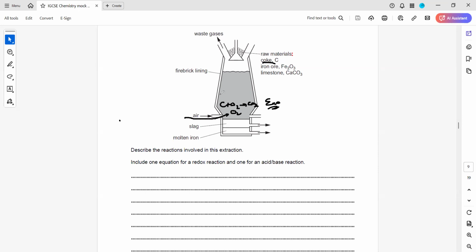Then the carbon dioxide reacts with more carbon to produce carbon monoxide. Carbon monoxide is a reducing agent. This carbon monoxide reacts with the iron ore and produces iron metal and carbon dioxide. Iron has a high density, so molten iron will be at the bottom of the furnace.